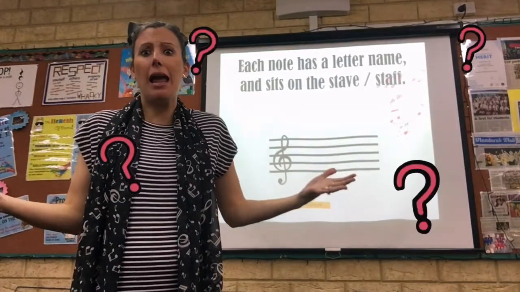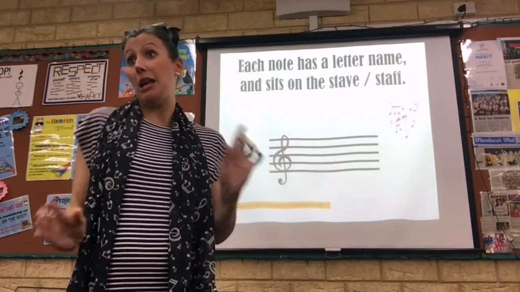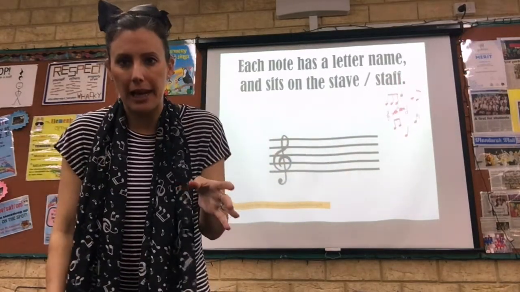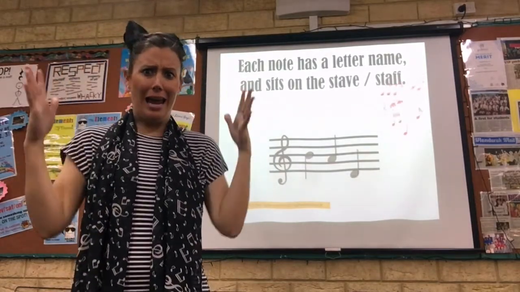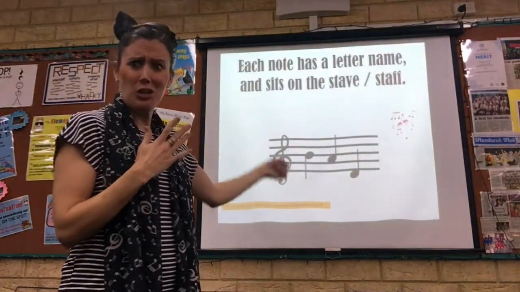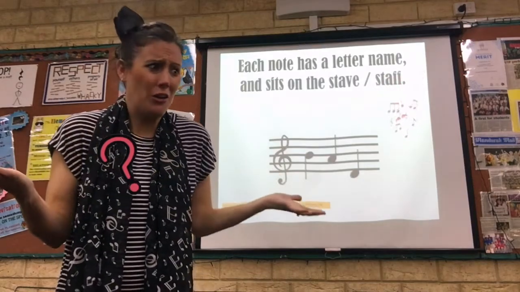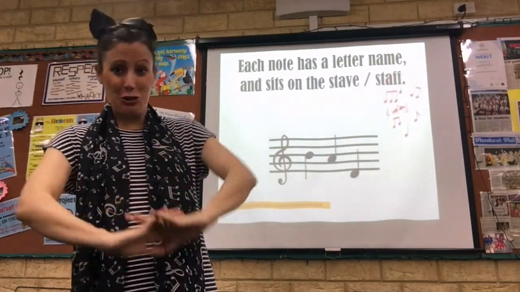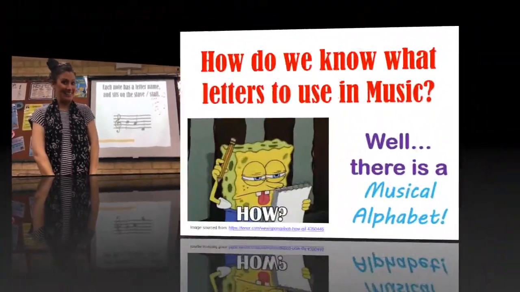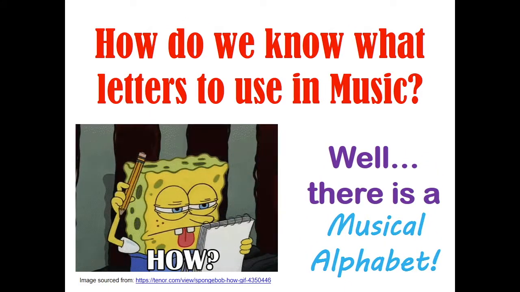There's a big alphabet, right? A, B, C, D, E, F, G, H, I, J, K, L, M, N, P, Q, R, S, you know the alphabet. So then we go, okay, which letter belongs to what note? Well, lucky for you, it's actually really easy. There is a musical alphabet. Those are the letters that we use. And you know what? The musical alphabet is really easy because it only has seven letters.